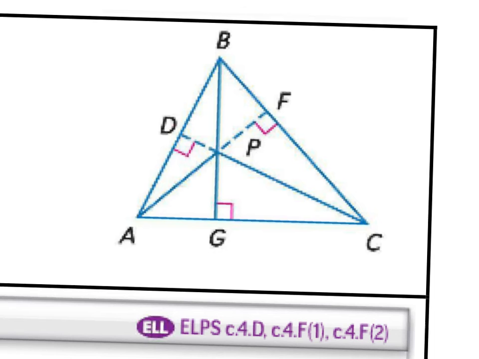So in this example here, I'm going to identify the altitudes of triangle ABC. It's kind of easy because they're already labeled with the right angles. Basically you're just looking for the line or lines that make right angles. So that would mean AF is an altitude, BG is an altitude, and CD is an altitude. And that's pretty much it.